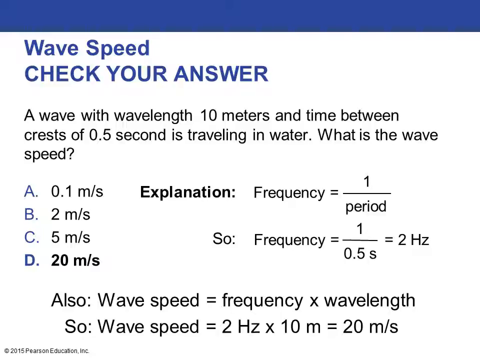So our solution: frequency equals 1 over the period, that's 1 over 0.5 seconds. Your frequency is 2 hertz. So your wave speed is going to be 2 hertz, the frequency, times 10 meters, the wavelength, which is 20 meters per second.